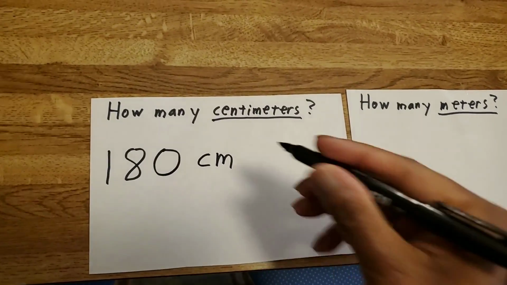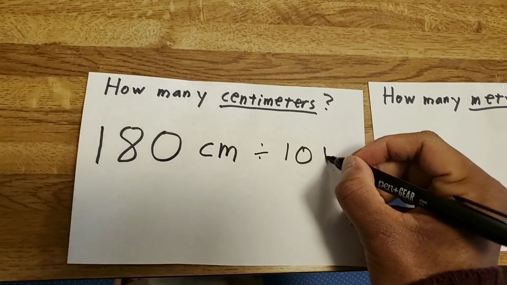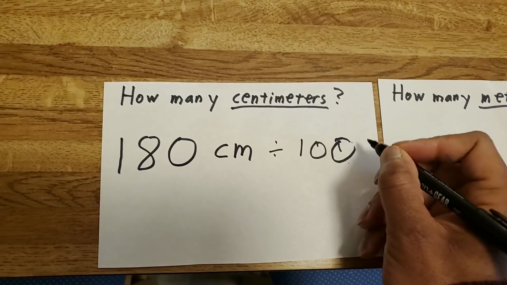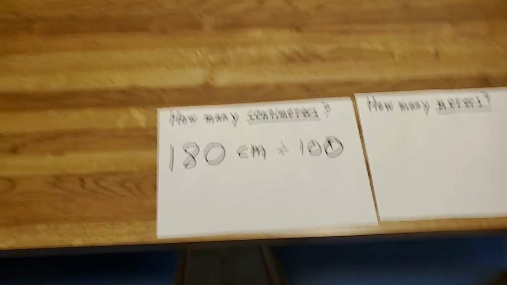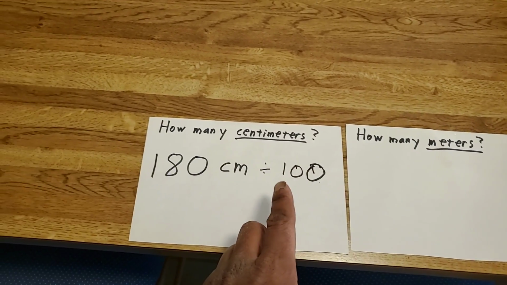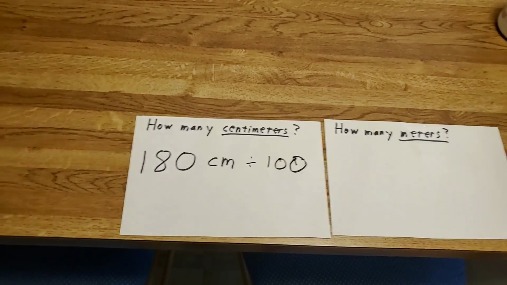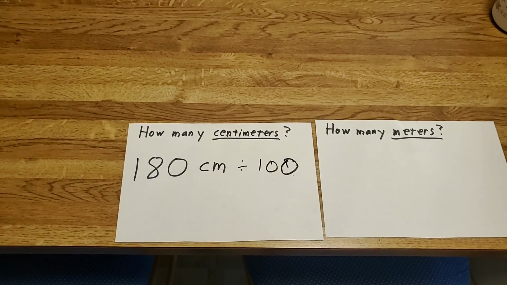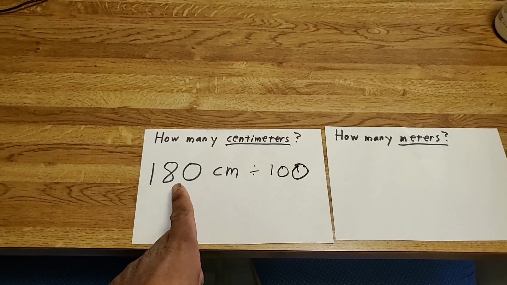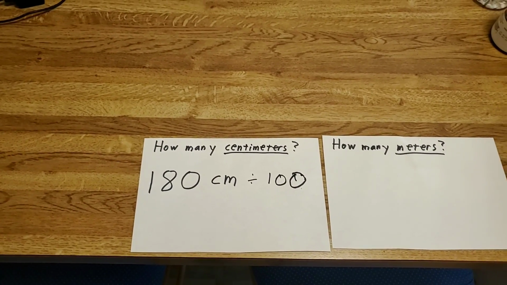So since it takes 100 centimeters to make 1 meter, and we're breaking these up, we're going to take 180 centimeters and divide it by 100. That is how we're going to turn this into meters. Since it takes 100 centimeters to make a meter, we're going to break it up by dividing by 100. So, using your brains or your calculators, if I take 180 centimeters and divide it by 100, what will be my total?